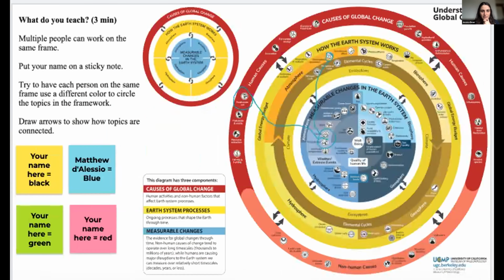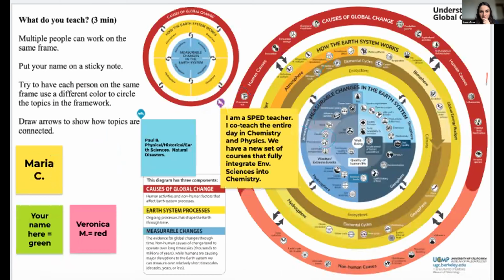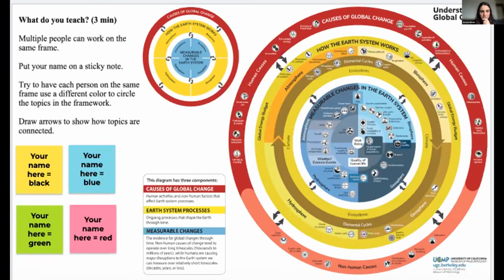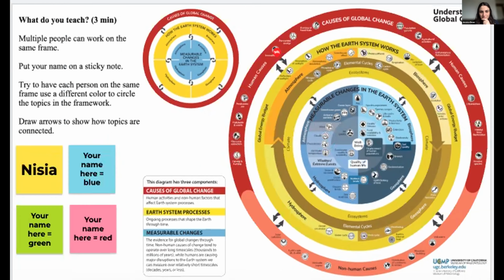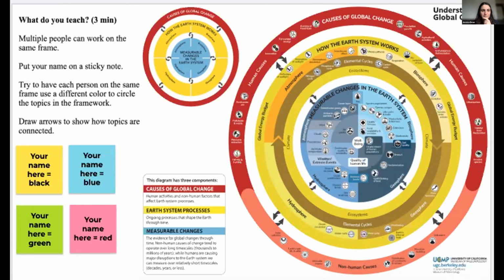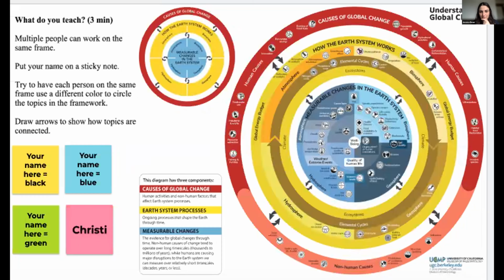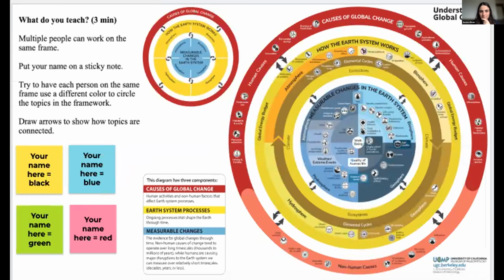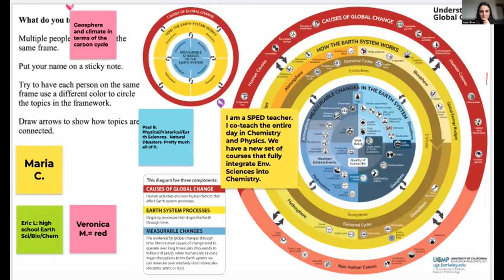All right, I'll give everyone just maybe another minute or two to keep making some connections. Show me what you're thinking, what you recognize on this framework as part of what you teach. So I'm seeing some comments from Paul. He says, physical, historical, earth science, natural disasters, pretty much all of it. Yep. Awesome.